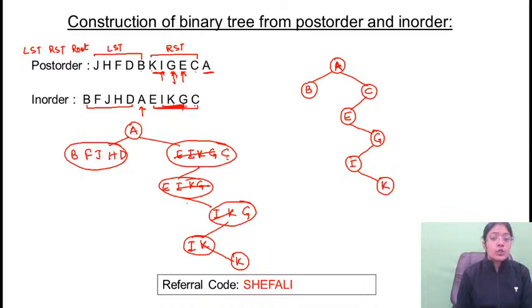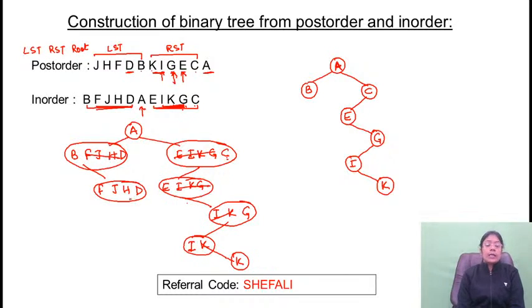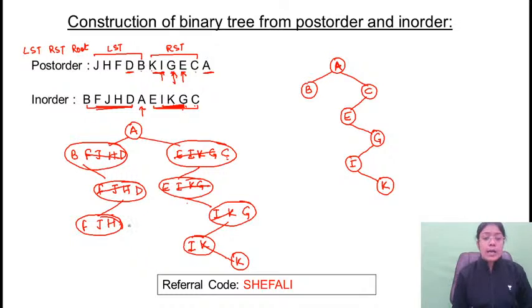B is coming at the end, so B is the root node. All the remaining 4 elements are on the left side: F, J, H, D. Among these elements, which element will be the root element? The element which is present at the end. That is D. So D is the next node, and all the remaining 3 elements are on the left. Are you following this concept? Very, very easy. If you have understood this concept, easily you can handle the problems.